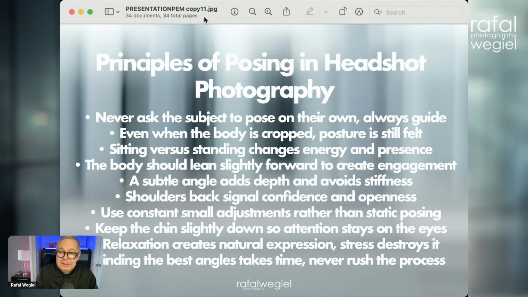Even when the body is cropped, posture is still felt. So this is what I was talking about. Even if we don't see it in the picture, we can still feel it. If the pose is off, it's not working and makes the person uncomfortable, and it's also going to reflect in the face expression, right? So it's extremely important to make the person pose in a way that not only makes them feel comfortable, but also we can feel by looking at the image that the person feels right.